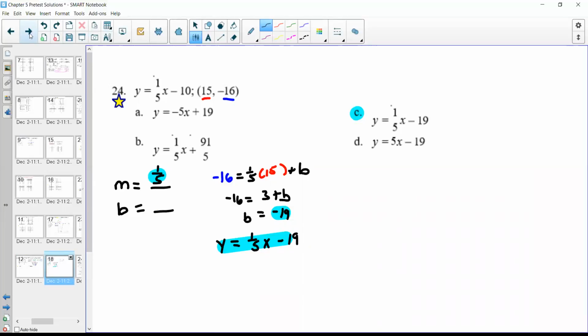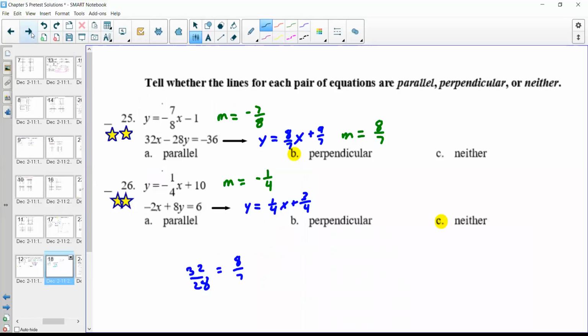Same process with 24. All right, I had a couple people miss number 25 and 26. Tell whether the lines for each pair of equations are parallel, perpendicular, or neither. Okay, so we've got this equation and this equation.